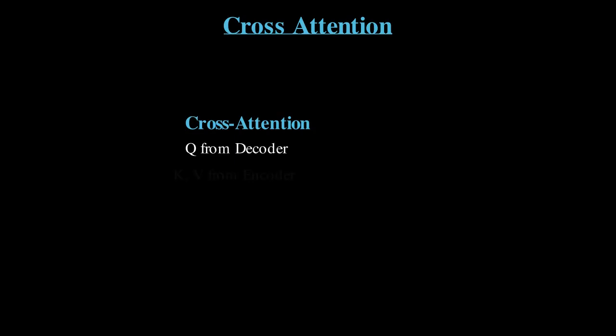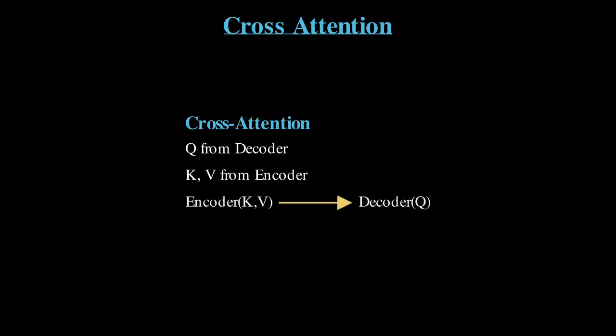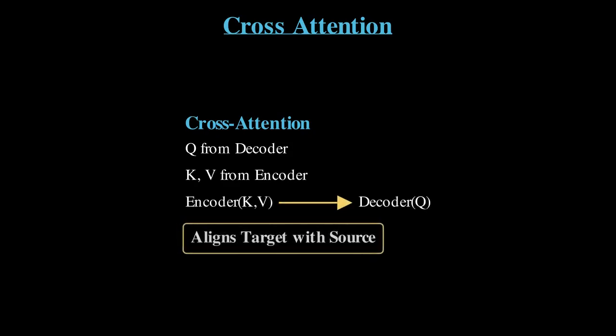In stark contrast, cross-attention deliberately blends information from two distinctly different sequences. Typically utilized in decoder architectures, the queries are mathematically derived from the decoder's current internal state, while the keys and values are sourced directly from the final encoder's outputs. This crucial architectural difference allows generative models to perfectly align their target outputs with the original source input data.